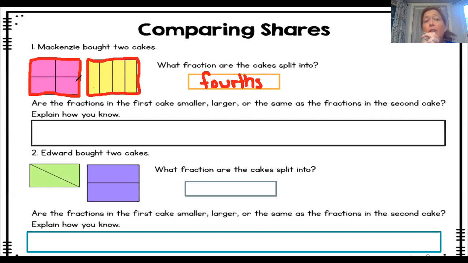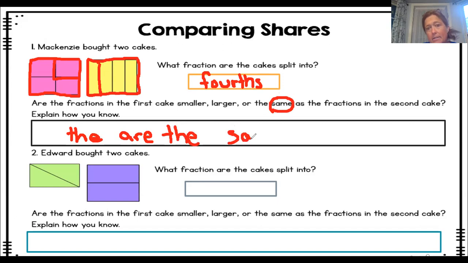So in this case, if I was given this piece and Miss Dolby was given this piece, we would both have been given the same amount of cake. Okay, so the answer to this one is that they're the same, and we know that because the cakes are the same size, right?